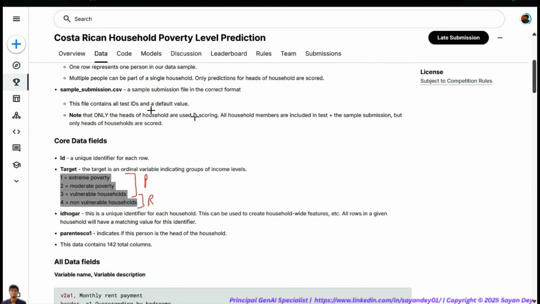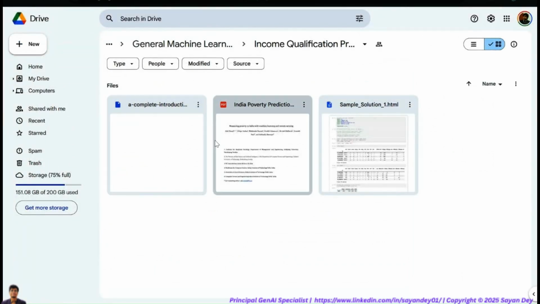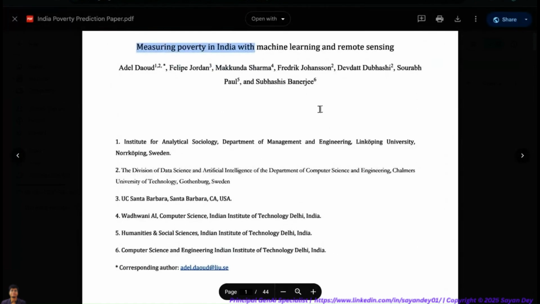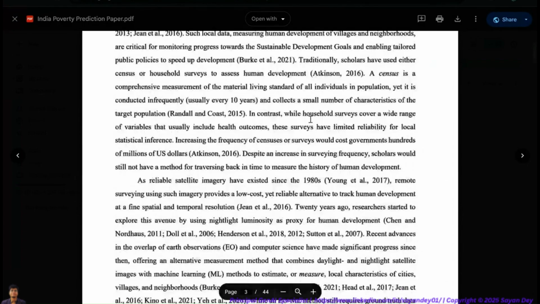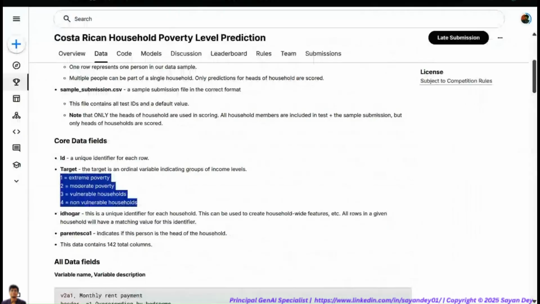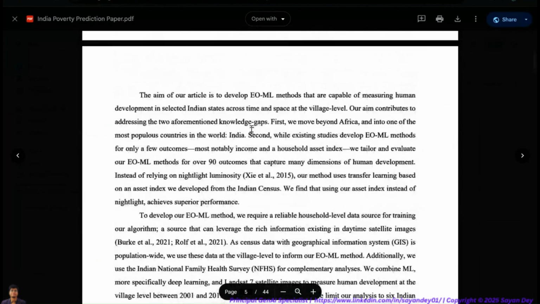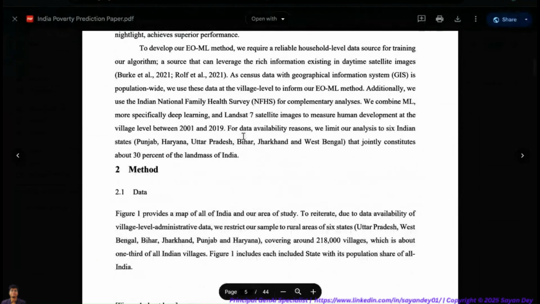So these were some of the key ideas that I wanted to clarify in this exercise. You can go over it. The complete solution is shared with you. I have also shared a very interesting reference paper, in the Indian context, on measuring poverty in India with machine learning and remote sensing. The Costa Rican use case is the one I've shared the solution file for. This paper is in the Indian context.